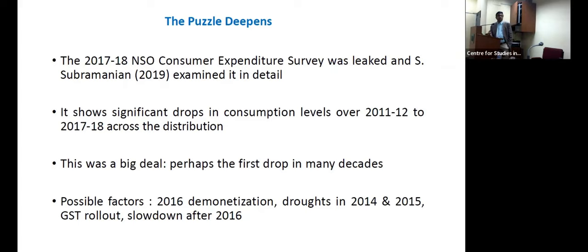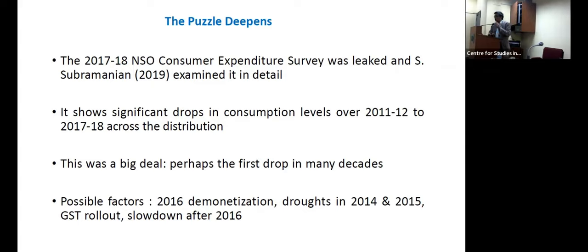And this was a big deal because it was perhaps the first drop in many decades. There have been past debates on how much poverty has declined or not, but this was kind of an absolute increase, right? And there could be many factors for it. To be fair, it could be the timing of it, because of the demonetization drops in 2014 and 15, the GST rollout, the growth slowdown after 2016. All of these could have played a role in the 2017-18 numbers being particularly bad. So that is possible.